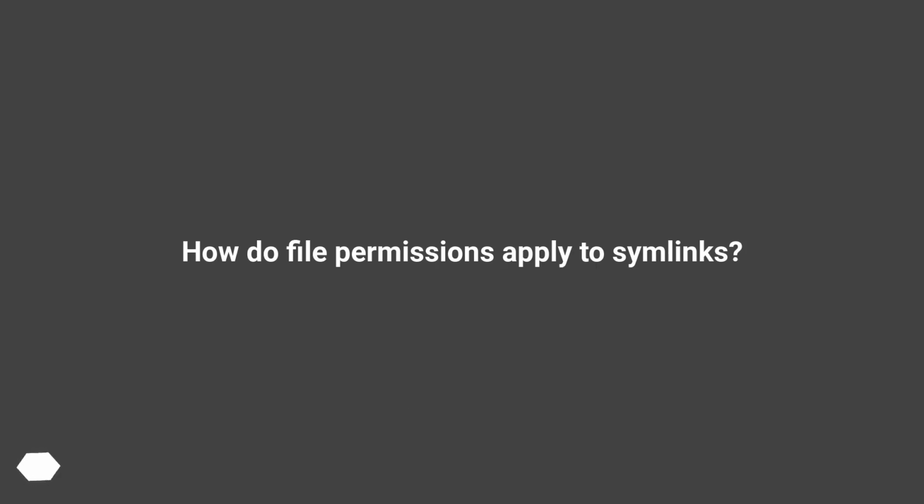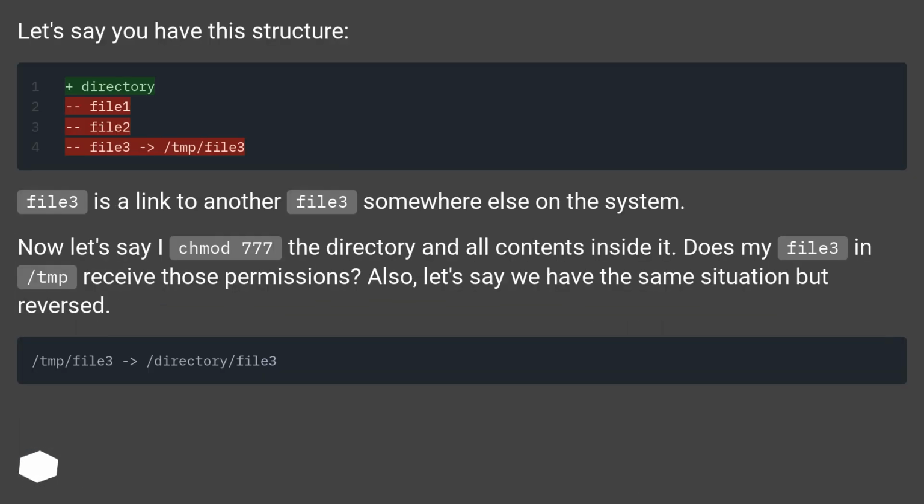How do file permissions apply to symlinks? Let's say you have this structure. File 3 is a link to another file 3 somewhere else on the system.